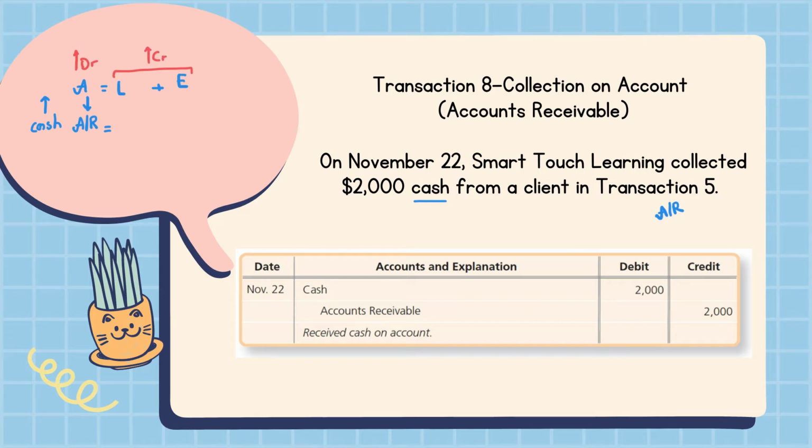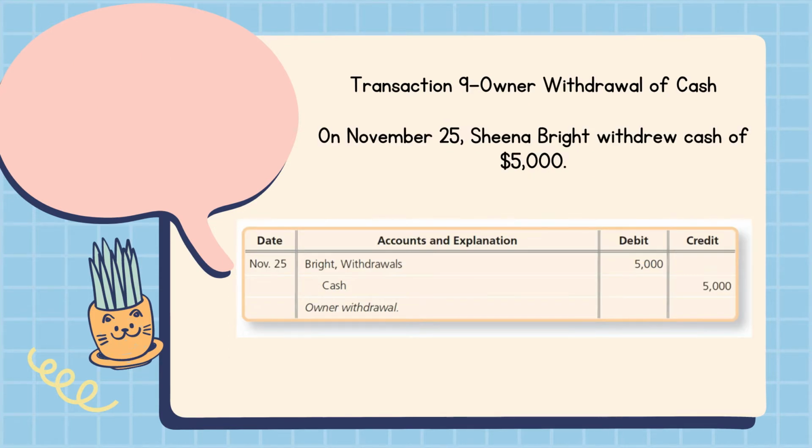Now cash increased, so it's gonna go to the debit. Accounts receivable decreased, so it's gonna go to the credit. So which one am I gonna start with? I'm gonna start with the debit. So cash will be in the debit, accounts receivable will be in the credit. I need to leave a space. Then I'm gonna write the amount here, 2,000. After the journal, you need to go and post those entries to the T accounts.